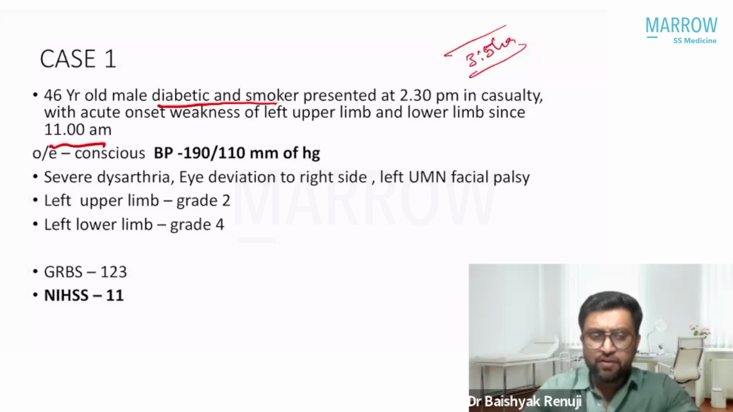Clear? So whenever there is dysarthria, you localize each symptom. Dysarthria is there, that means it should be above spinal. That is the only thing you can tell, not much localization from dysarthria. And eye deviation to right side. Eye deviation to right side is a very good hint.